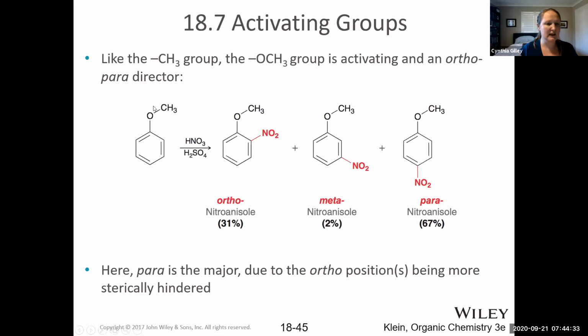So let's look at the nitration of anisole. Where is the nitro group going to go? The major product is para-nitroanisole. Notice how this methyl group got a little bit more bulky. Now it's a methoxy group, and the para product is now the major product over the ortho product because of steric hindrance.